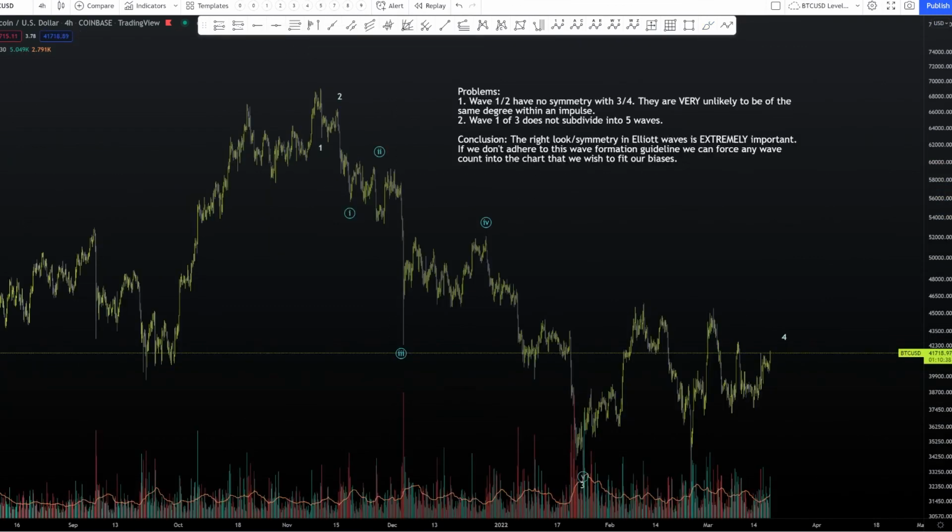And the main conclusion that I have for this count, and really this video in general across the other counts that I went over for you guys in this video, is that the right look in symmetry in Elliott waves is extremely important. If we don't adhere to this wave formation guideline, we can force any wave count into the chart that we wish to fit our biases.